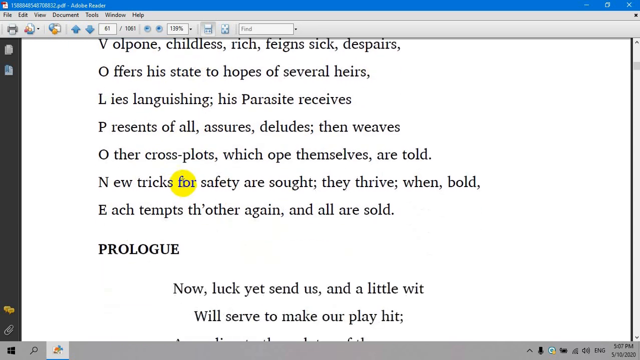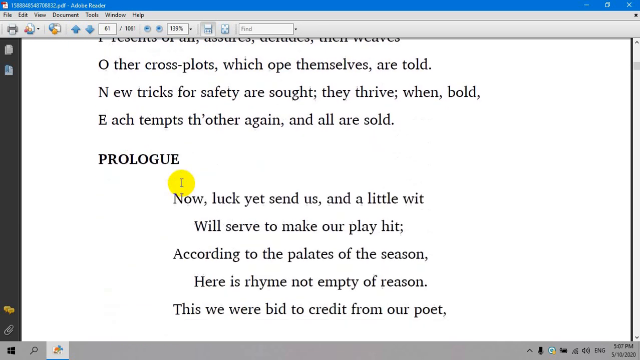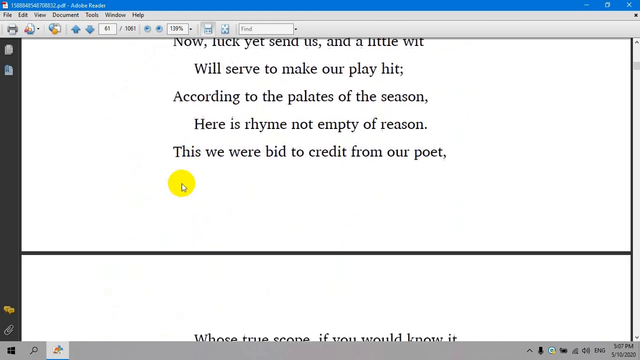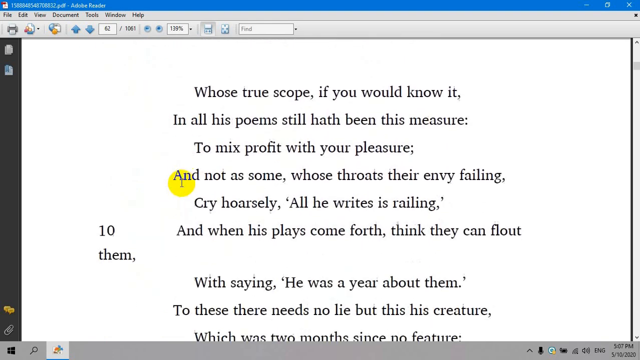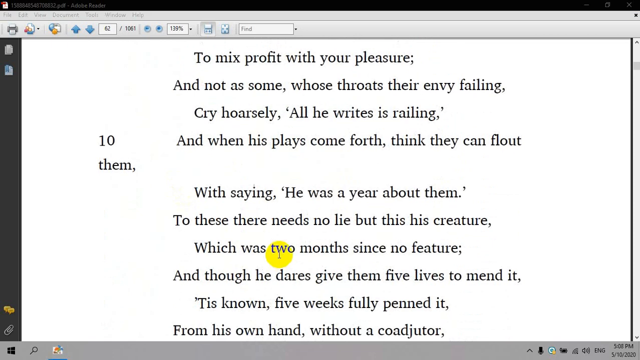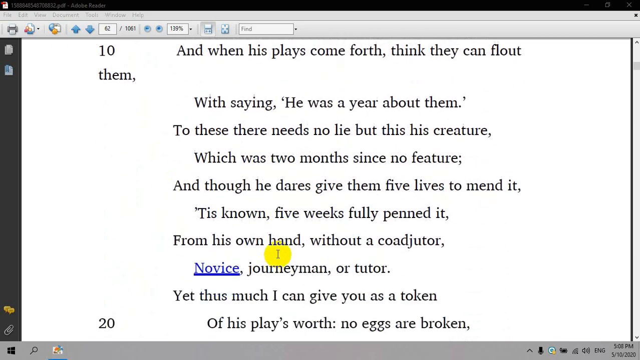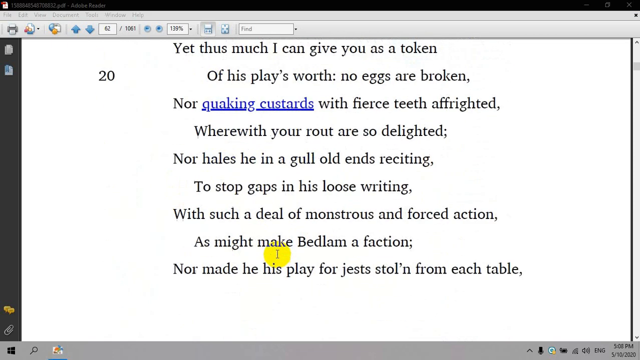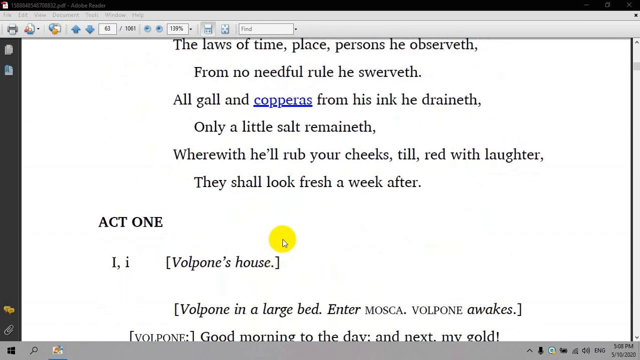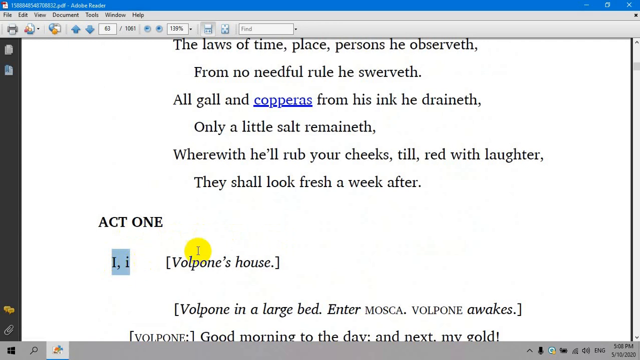We move to the prologue here, where there is the introduction to the play, where it talks about the major things of this play. We will start with Act 1 and Scene 1.